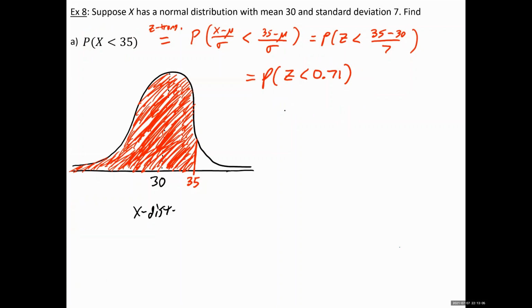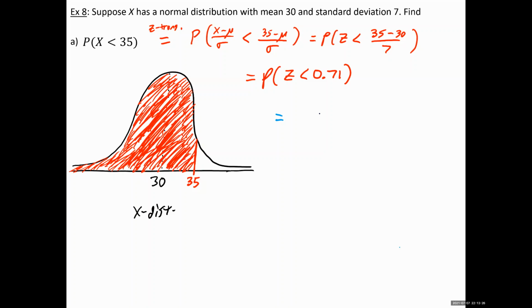I'll do it in a different color. Okay, so the red was like turning it from normal to standard normal, and now the blue is me doing the standard normal problem. You don't have to draw another picture for this. Again, just one picture for the original question. You just got to do the z problem now. And how do you do a z problem when it's z less than? Well, those are the easiest ones. You just look it up in the table.